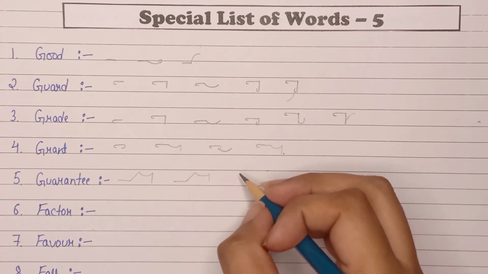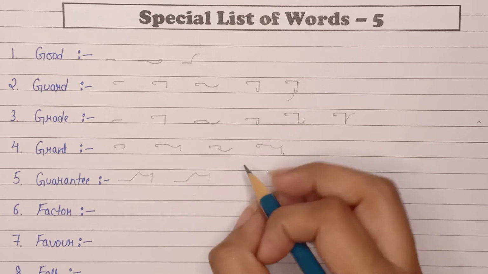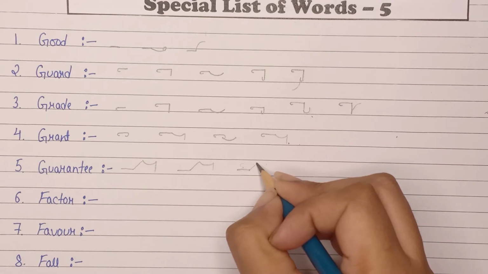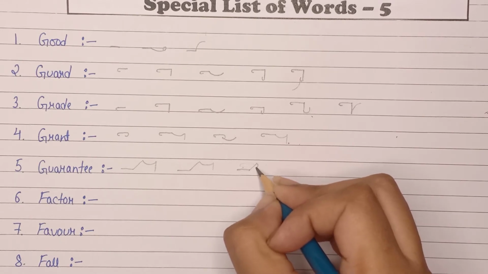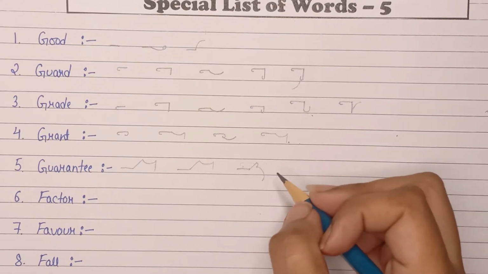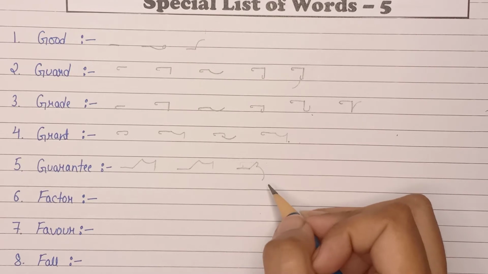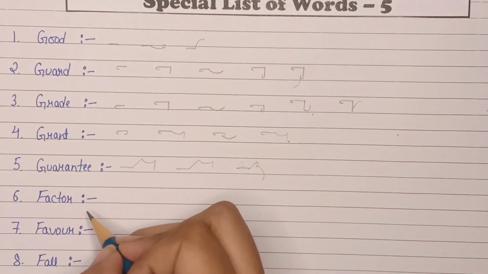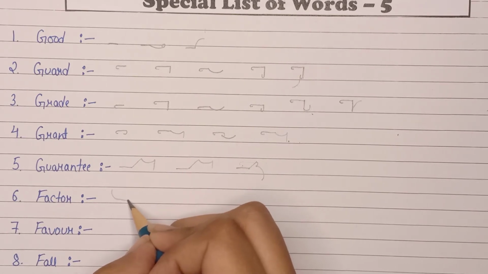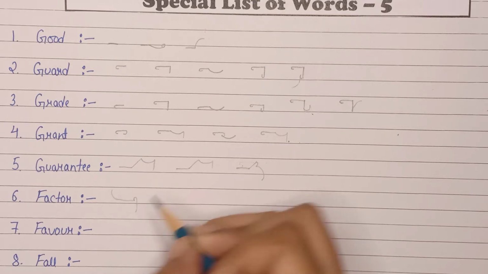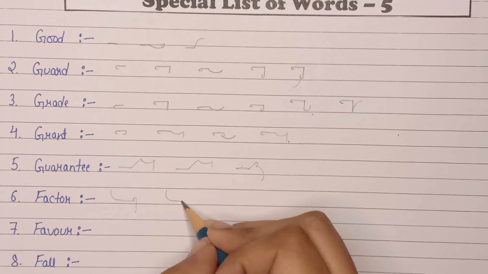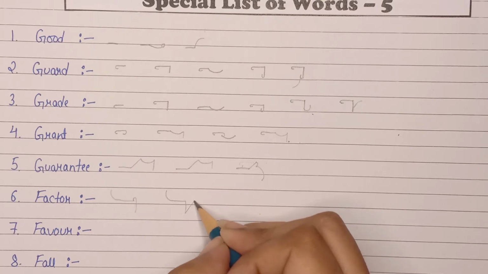Next is grantor. G R in half length and N and R. Okay, this is grantor. Next is factor. So F K and T R, factor. Next is fact, T R, factory.